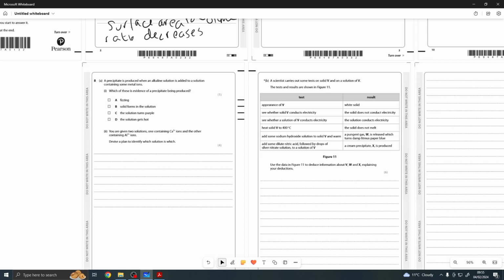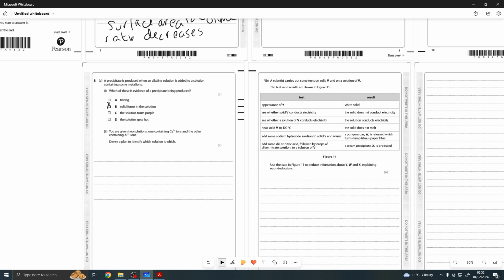I await the emails. It says a precipitate is produced when an alkaline solution is added to a solution containing some metal ions. Which of these is evidence of a precipitate being formed? Well, is it fizzing? No, that's evidence of a gas being formed. Is it a solid forming in the solution? Yeah, that's pretty much what a precipitate is. Is it the solution turns purple? I'd say that's probably more of an idea that it's an alkaline. Or is the solution gets hot? No, that's an indication that it's an exothermic reaction. A solid is formed. That's the precipitate.